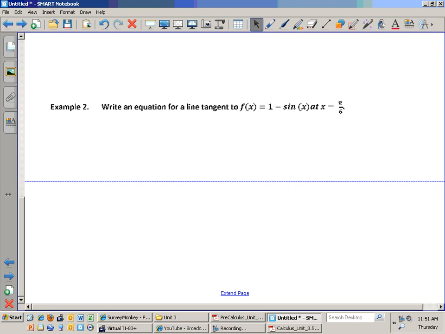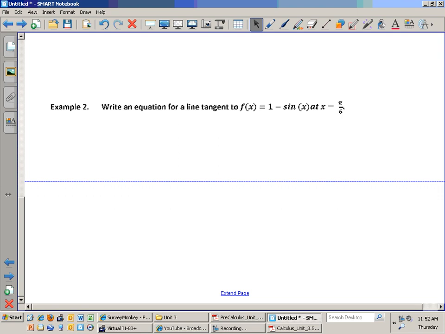Okay. Let's get started. We do have a decent amount of material to cover. Some of it's easy, some of it's new. This one should be fairly easy for us. It says write an equation for a line tangent to the function f of x is 1 minus sine of x at x equals pi over 6.